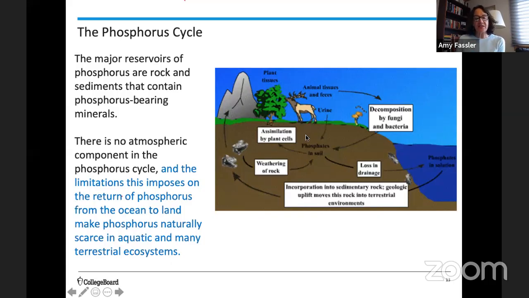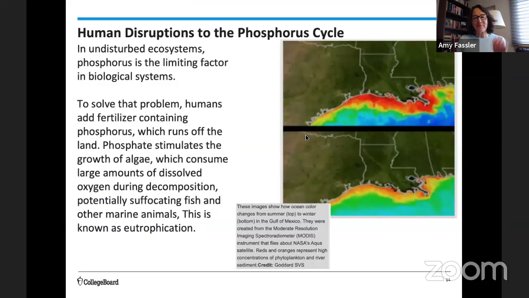And the limitations this imposes on the return of phosphorus from the ocean and the land make phosphorus naturally scarce in aquatic and terrestrial ecosystems. And that is one of the big reasons that we were so excited that you watched our Unit 8 and 9 videos, because this is where we make that connection to that lecture Dr. Sowell did on eutrophication.